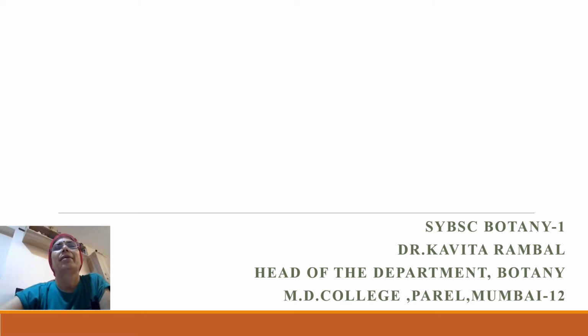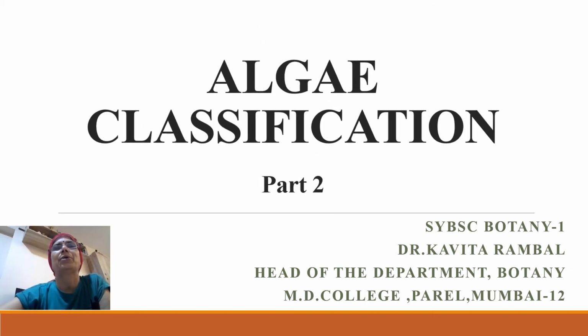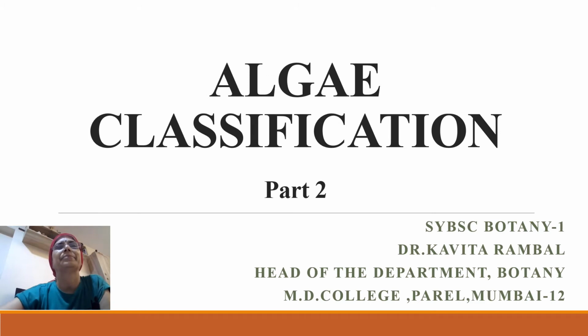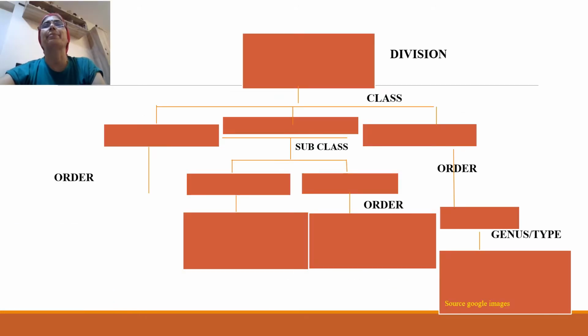Hello students, let us start with the second part of classification of algae. Students, in part 1 we studied that Smith divided alga into 7 divisions. This year we are going to study only one division, and that is Phaeophyta. Last year we studied Chlorophyta and Cyanophyta. So what is this Phaeophyta? It is brown alga. So he divided this brown alga into 3 classes.